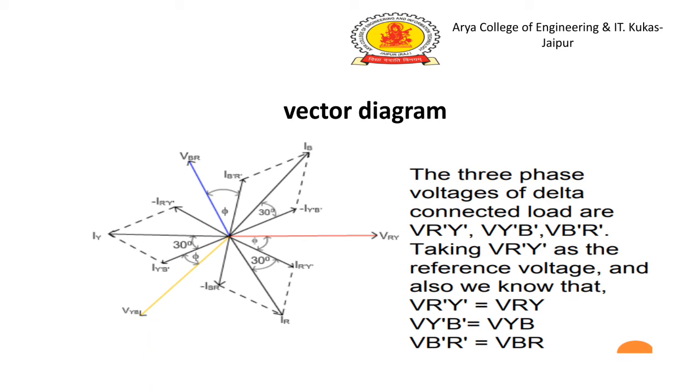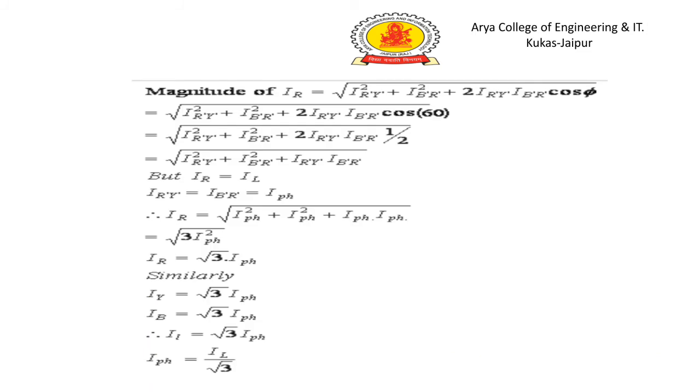In the case of delta, phase voltage and line voltage are always equal. In the case of star, phase current and line current are always equal. In a delta connection, phase current equals IL upon root 3.